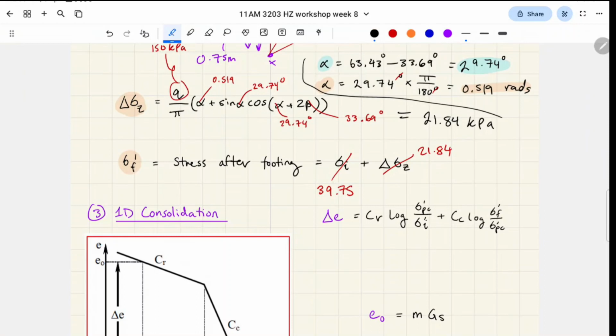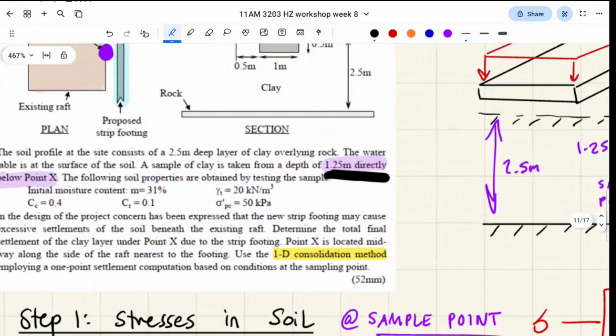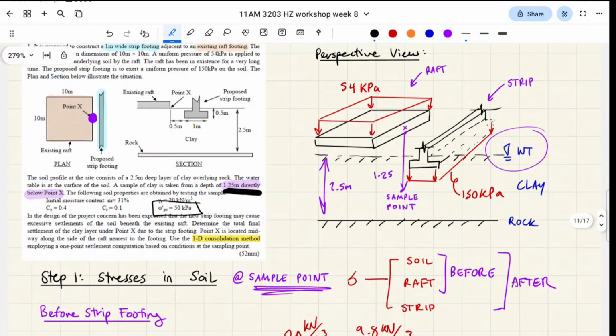Okay, let's talk about void ratio and consolidation and stuff like that. So we're told in the question the pre-consolidation stress is 50 kPa. Now, it's not the best analogy, but the best thing I can think of is this is almost like yield stress when you're talking about steel. So it's almost like the point at which your soil starts behaving differently when you add too much stress to it.